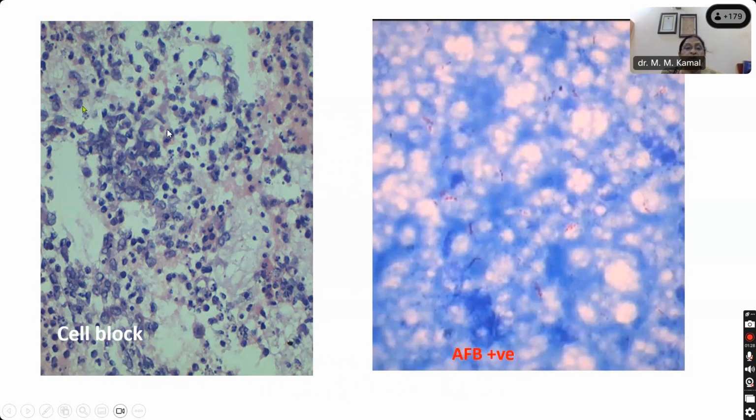And here, this is the AFB positivity, and this is the cell block. Now, in this cell block of one of our patients, it was not very easy to diagnose tuberculosis. Rather, the diagnosis was easier with those epithelioid clusters that you saw. So always, the cell block may not be very rewarding. That's what I want to project. Here you do have a granulomatous type of arrangement, but the epithelioid cells that we expect normally, with slipper-shaped nuclei, may not be seen. And a very good AFB positivity.